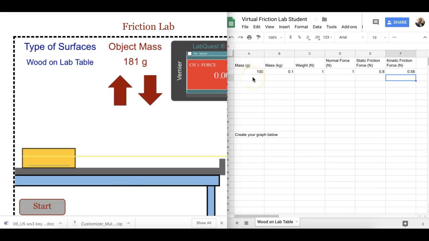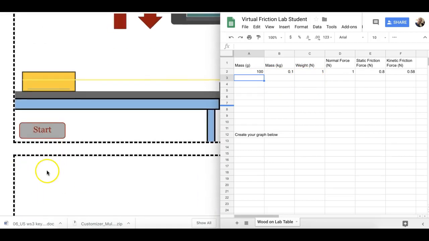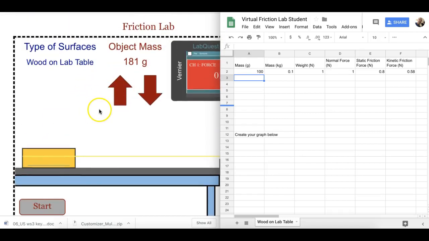It's 181 grams. So I'll go ahead and put that in, find the mass in kilograms, find the weight, then I'll run it, and I will look at the data down on the bottom. So that's essentially how you're going to take data and some of the things that are introduced in terms of friction. The one last thing you're going to do, when you're done, is make a graph. And that graph is going to be over here.